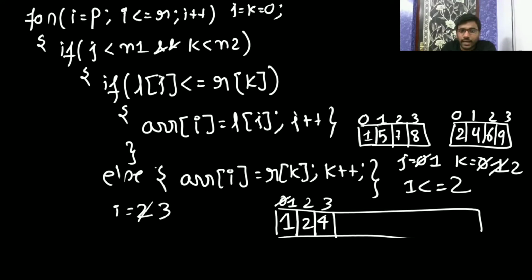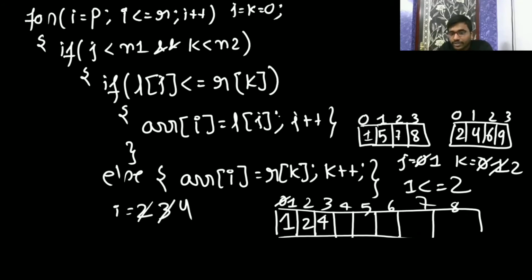Now again, I is going to increment. I is going to increment 4, and again increment. So here 4, 5, 6, 7, 8. Now I is 4, which is smaller than 8. J is 1, which is smaller than 4. K is 2, which is smaller than 4.